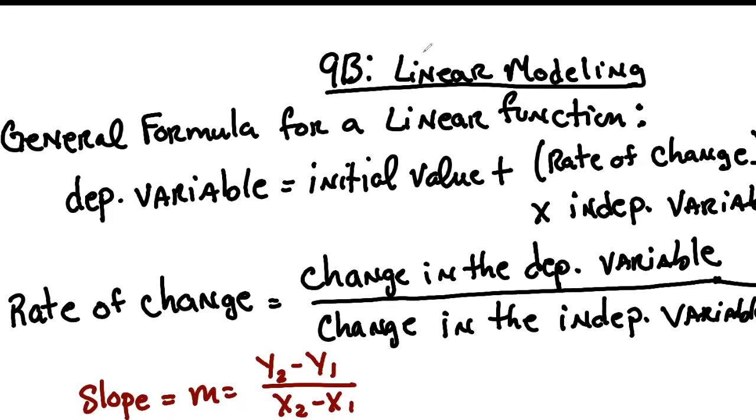Now, basically the difference between an independent and dependent variable: the dependent needs the independent variable in order for it to exist. So that's the way we're really going to look at it. If the independent variable is not there, then that lets us know that the dependent variable does not exist.